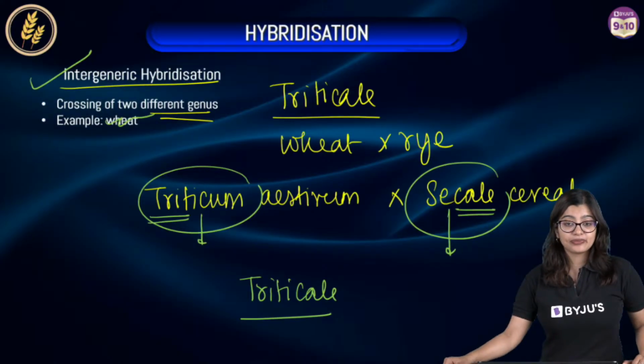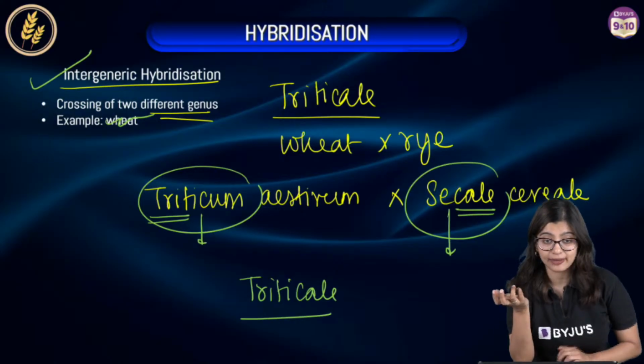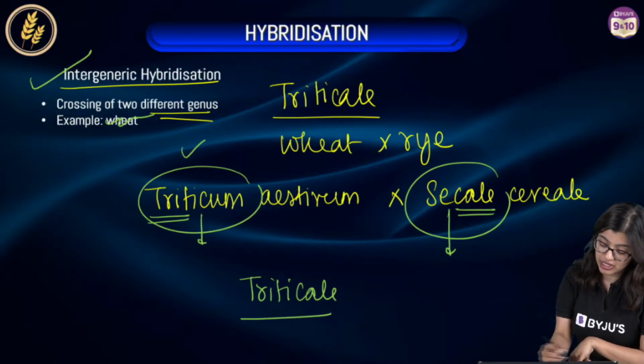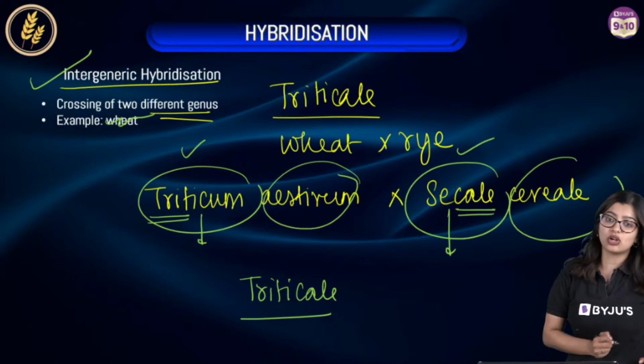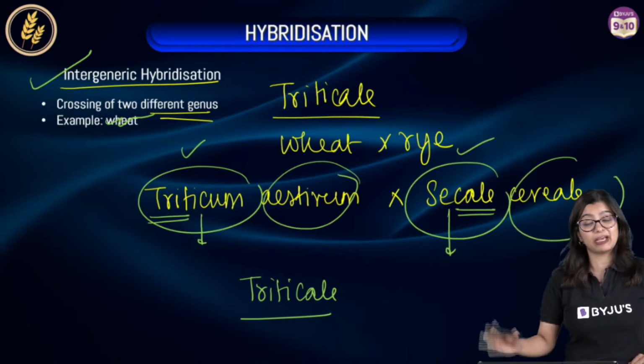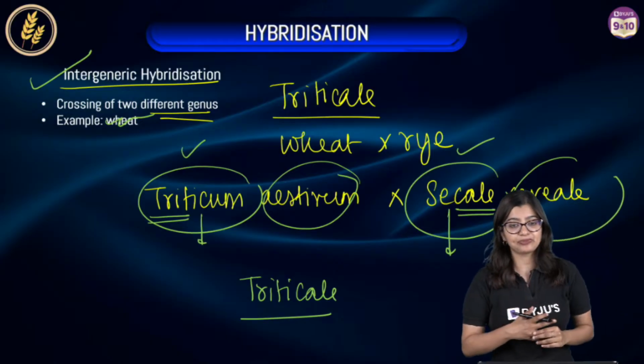Are we clear? Okay. Difference between interspecific and intergeneric. In intergeneric, the genus is also different. Species is different, genus is also different. But in interspecific they are of the same genus but of different species, right?